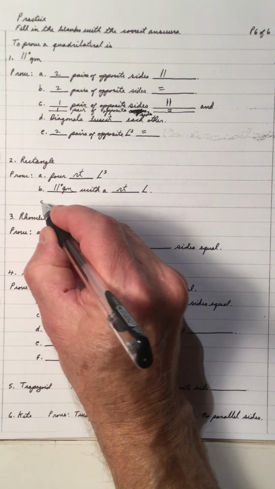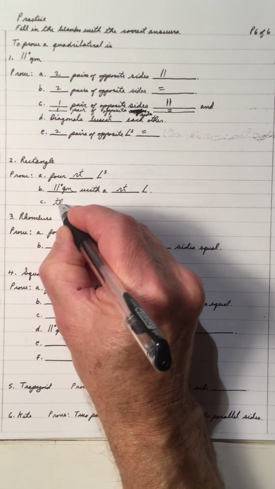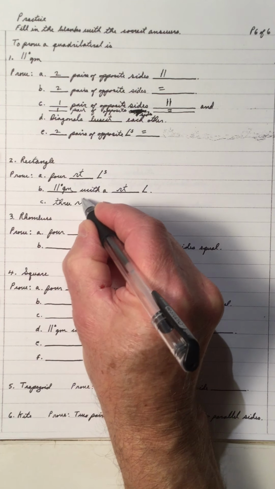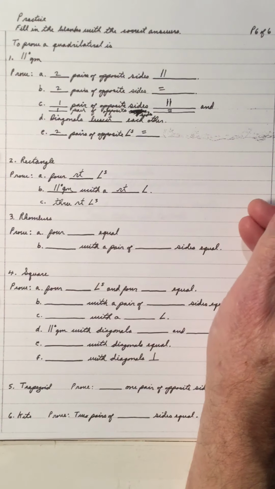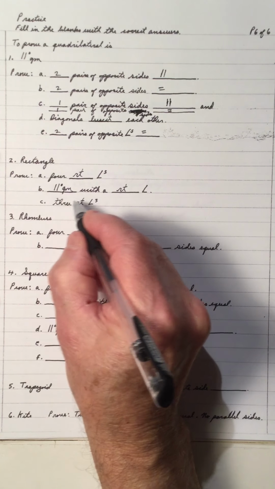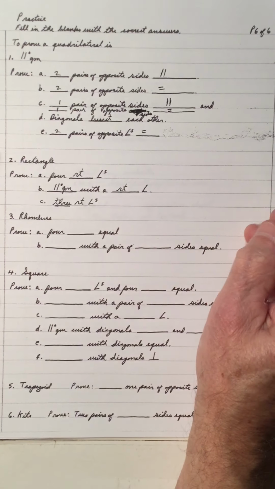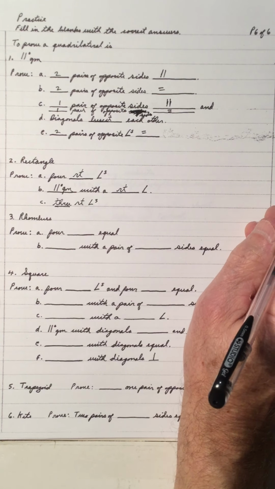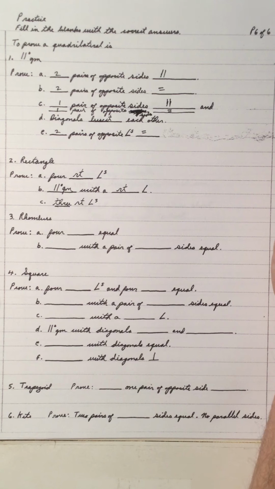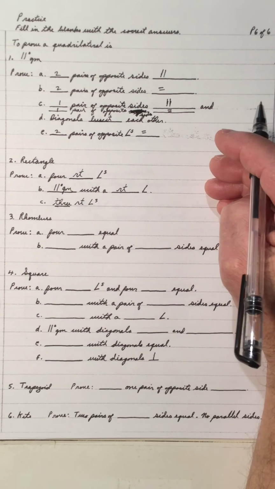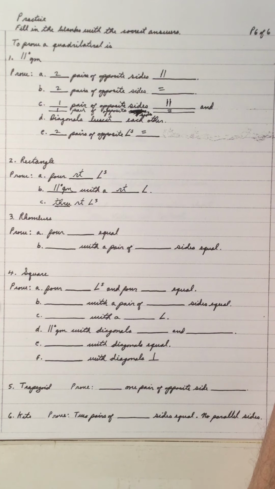Also, there's probably a third one here. If you have 3 right angles, you have a rectangle. So you could have 4 right angles, you could have 3 right angles. Why? Because if you got 3 right angles, that's 270. Then the other angle must be 90. So if you have 3 right angles, you must have a 4th one.